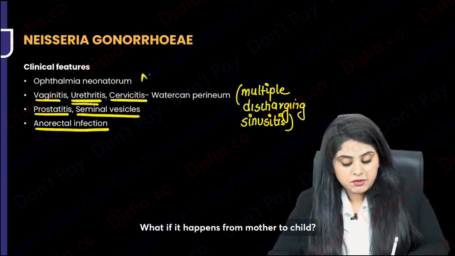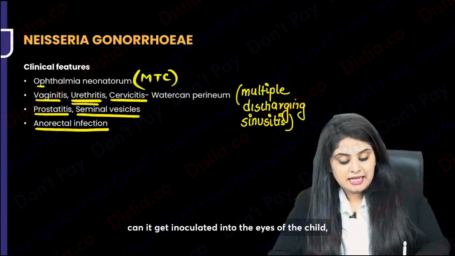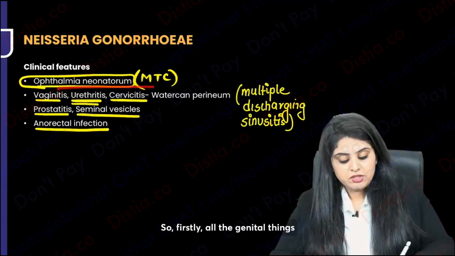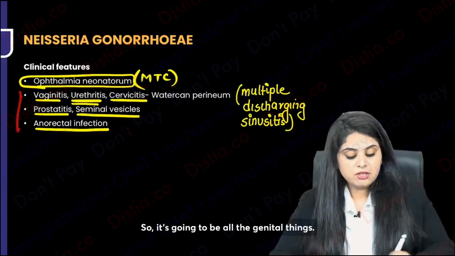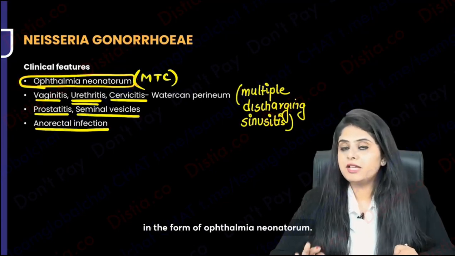What if it happens from mother to child while the child is passing through the vaginal canal? Can it get inoculated into the eyes of the child? Ophthalmia neonatorum, yes. So firstly, all the genital things, because I told you gonorrhea is a genital infection. And secondly, it is going to be a mother to child transmission in the form of ophthalmia neonatorum.